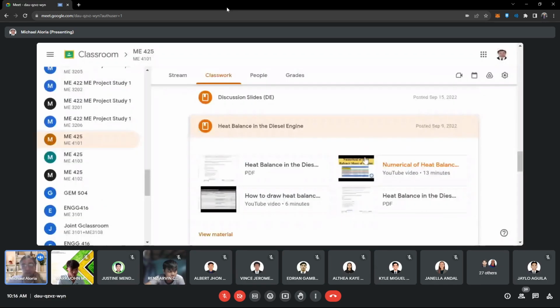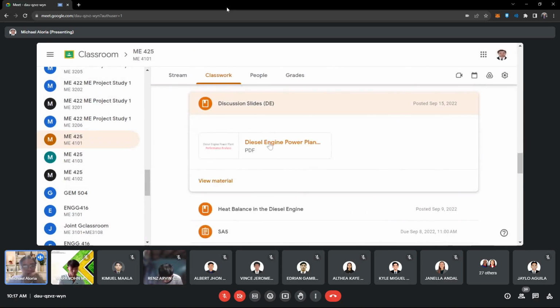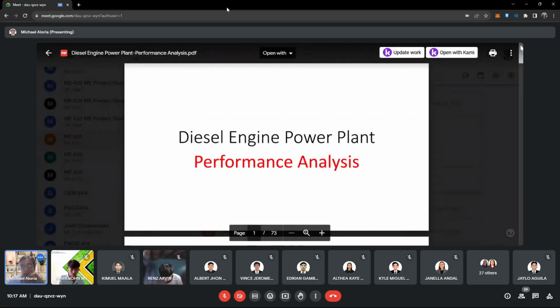Okay. In the calculation, you will notice how we computed the brake heat or the brake power, and we also computed the heat carried by the exhaust gas, the heat carried by the cooling water, the heat supplied, and of course the other unaccounted losses. Okay, so let's go back to our original slide.